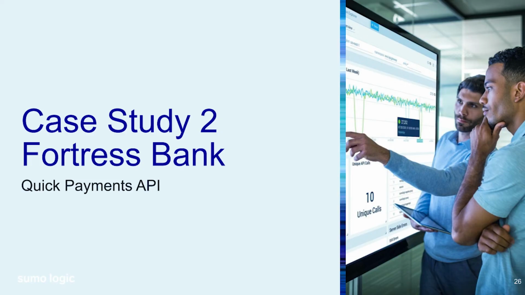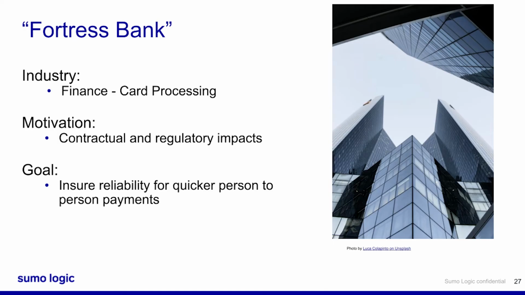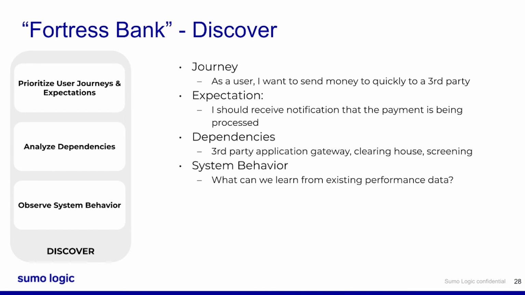Our second case study is Fortress Bank. Fortress Bank is in the financial services industry and is a card processor. They have strong contractual and regulatory incentives to ensure payments are made to individuals quickly. Just there, we could understand that they're in a certain industry, their motivations for needing SLOs and becoming more reliable, and their eventual goal which they want to achieve. So, as we understand that, it's able to slot in very easily into our discovery step here.